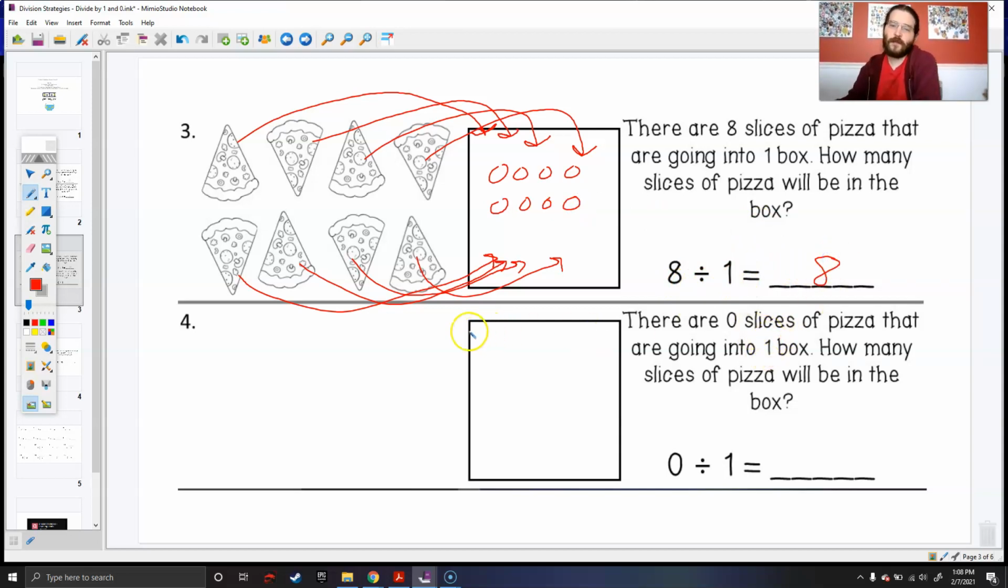So for this one, we have 0 slices of pizza that are going into one box. How many slices of pizza will be in the box? Well, if we don't have any to start out with, we can't have any afterwards, right? So 0 divided by 1 is 0. So we're dividing by 1, so we always get the same number that we start out with, right?